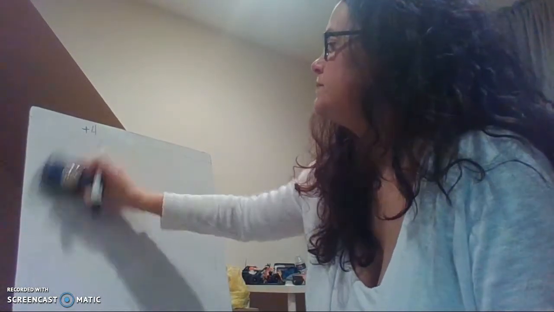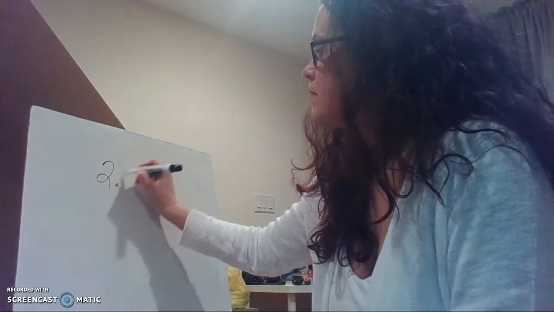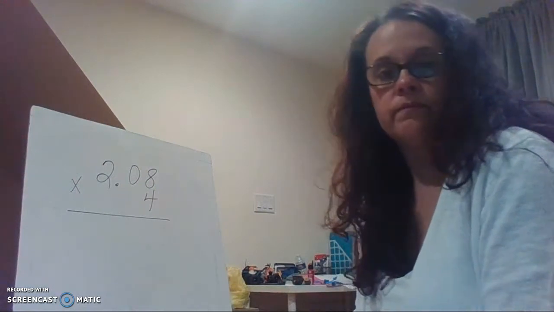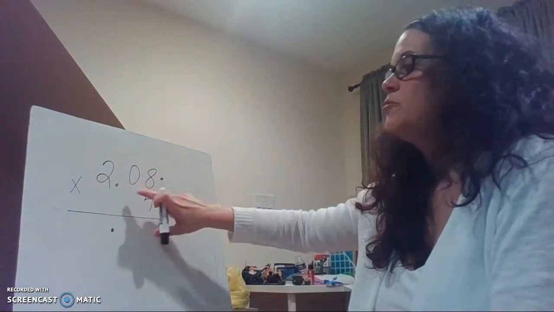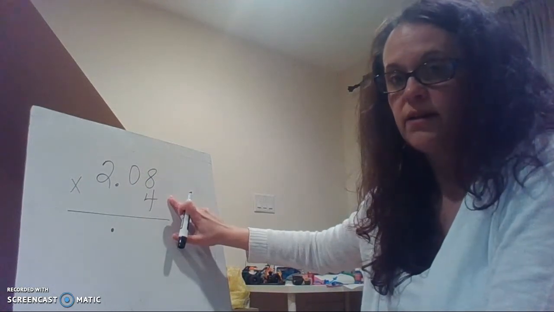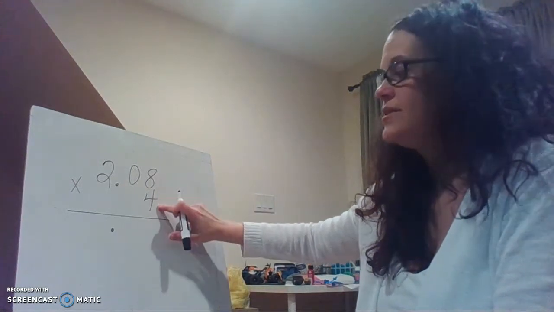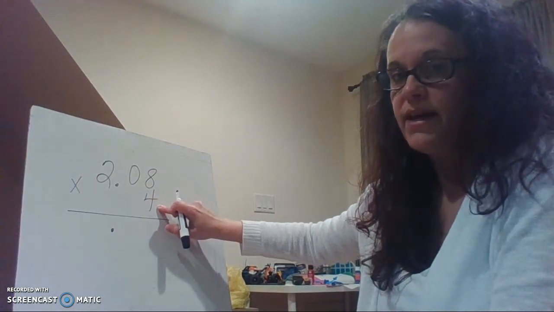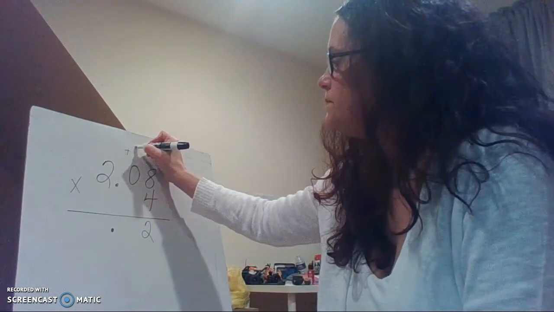All right, here we go. 2 8/100 times 4. First step, line up the decimal. Now you'll notice, before we were only working with tenths, now I have added hundredths. So the hundredths is my smallest column, because hundredths are smaller than tenths. So I'm going to start with this. So 8/100 times 4 is 32/100, or I can say 3/10 and 2/100.